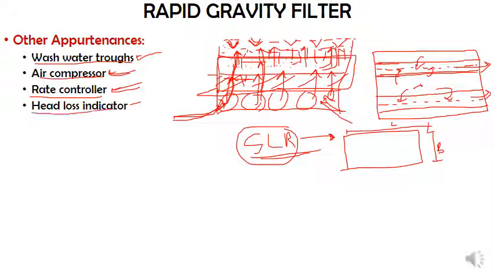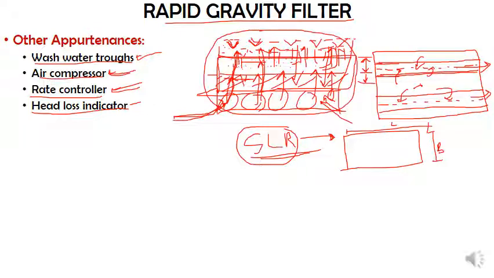Now the last one is the head loss indicator, as we have discussed in the previous case, that is the slow sand filter. The head loss indicator is required to check the resistance, or what amount of suspended particles are settled in the filter material. As the resistance increases for that particular flow, the head loss will automatically increase. If it goes beyond a specified limit, then you stop the regular working of this rapid gravity filter and start with the backwashing. First you clean this entire treatment unit and then come back to the regular process of treating the water.